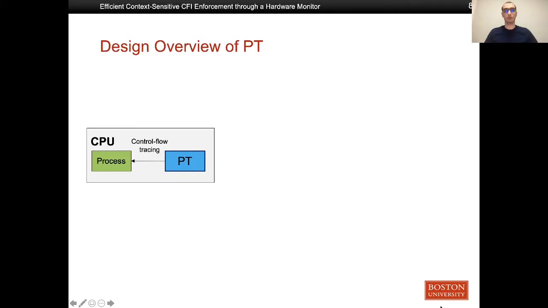But why do we observe this? To answer this question, we need to understand the design overview of Processor Trace. Processor Trace is a hardware feature that can collect the change of flow information from the program that cannot be derived statically. For instance, the indirect calls, indirect jumps, returns, and conditional branches. When a process is running on your CPU, PT is collecting the control flow information in the form of encoded trace packets with a minimal performance overhead. On average, it is less than 3% overhead when collecting the traces.